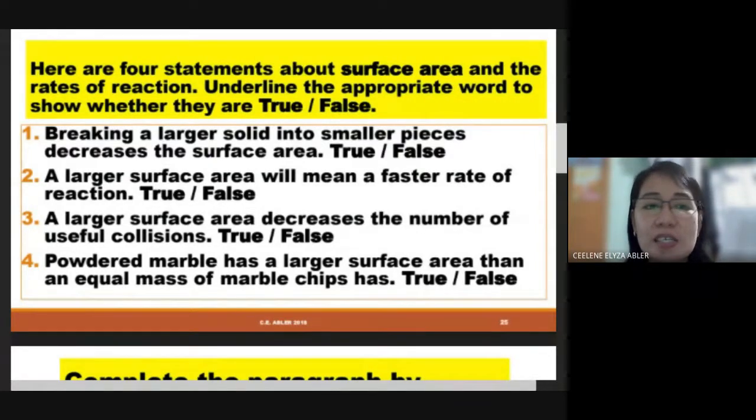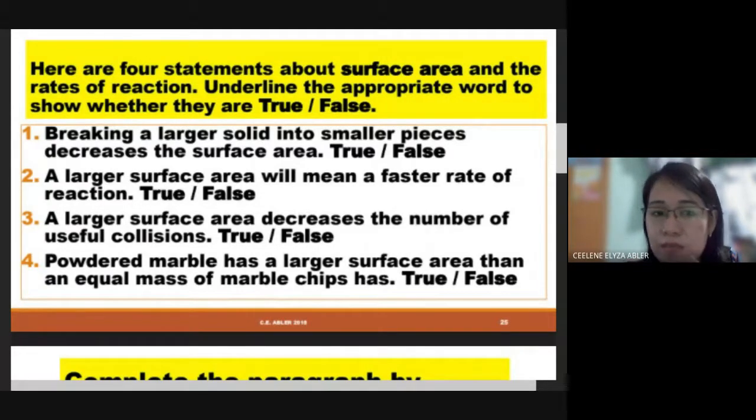Okay, so we have here number 3: a larger surface area decreases the number of useful collisions. You notice that we have the predicted rates of reaction on the top portion of your page 4 in module 2. So you have there the faster rate of reaction. Class, the larger the surface area, the more enzymes that can work on it, which increases the number of successful and useful collisions.